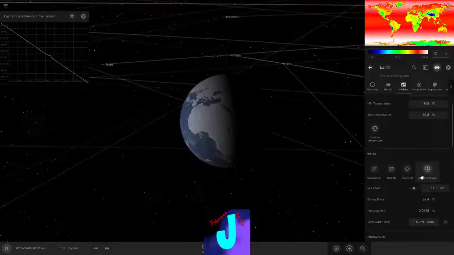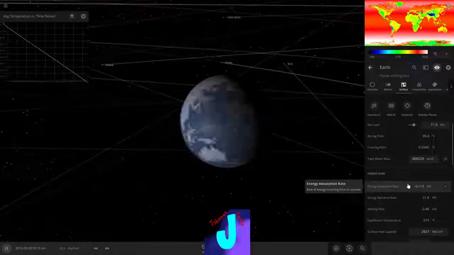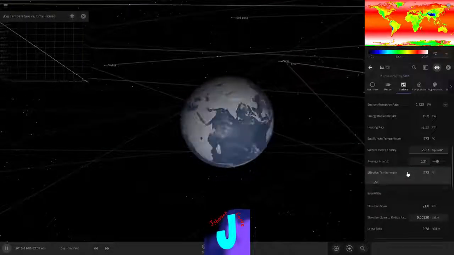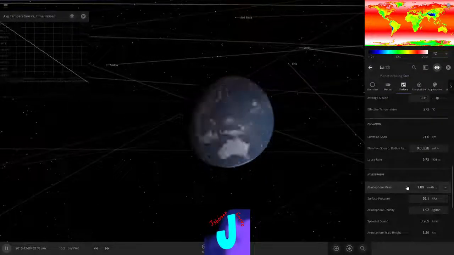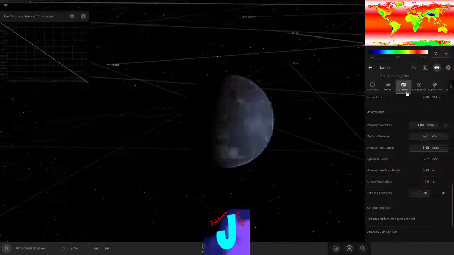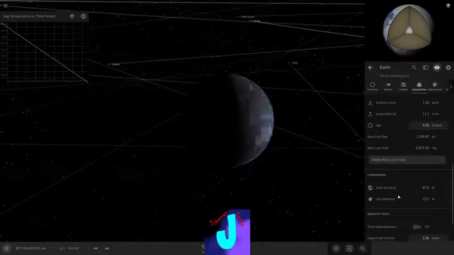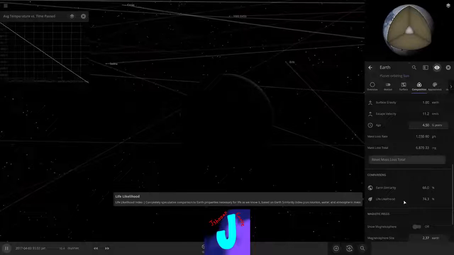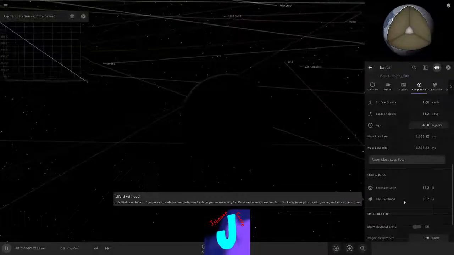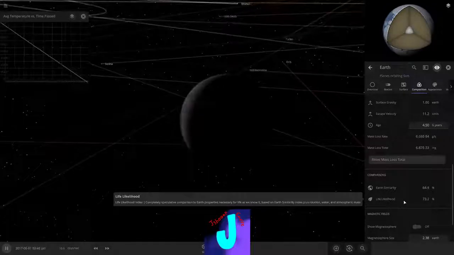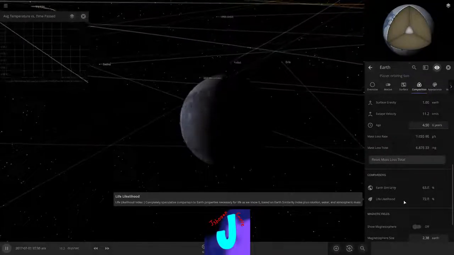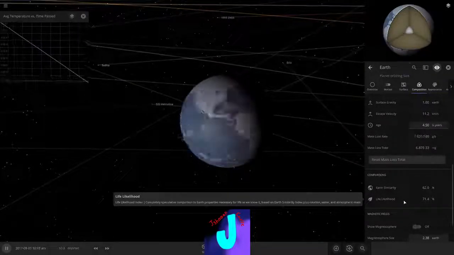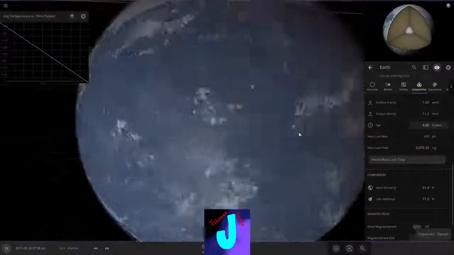Is there a life probability index somewhere I can look at? Because that would be awesome. Effective temperature minus 273 Celsius. Yeah, maybe. Is there really no probability? Okay, here we go. Life likelihood. See, the temperature may be still dropping, but life probability is a completely speculative comparison to Earth's properties and necessities of life as we know it, based on Earth's similarity index plus rotation, water, and atmospheric mass.